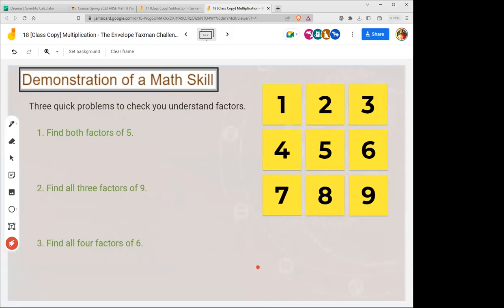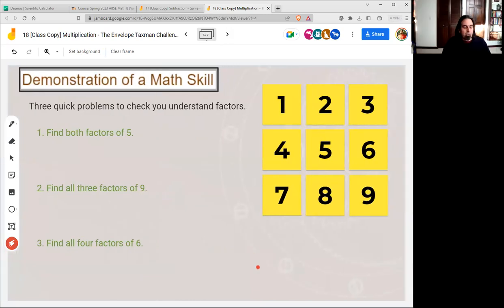Yeah. Okay, so just to make sure you understand factors, grab these numbers, make copies of them if you want. So there's 3 people, pick a problem and do your own problem. First, what are the factors of 5? It says there's 2 of them. There are 3 factors of 9 and 4 factors of 6. So show us you understand what factors are.